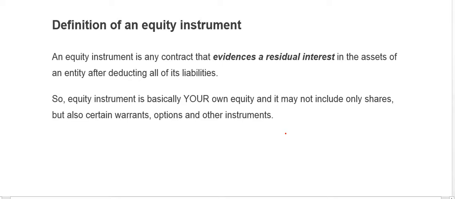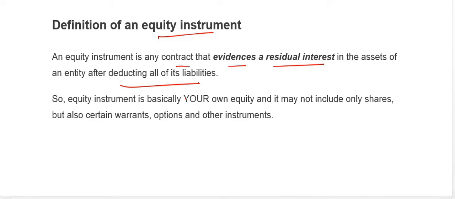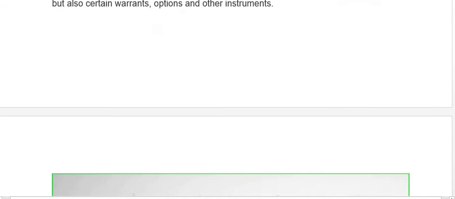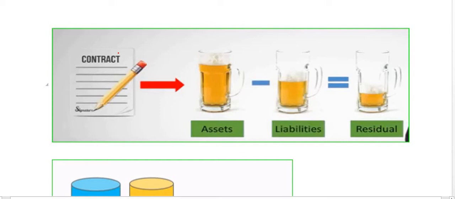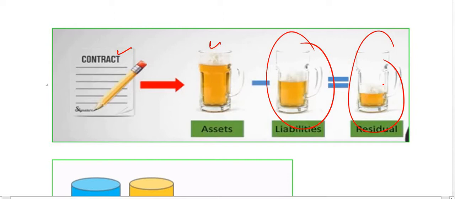What is an equity instrument? An equity instrument is any contract that evidences a residual interest in the assets of an entity after deducting all its liabilities. This means that after deducting liabilities from the entity's assets, you will have some residual interest, and that is called equity. If you see here, this is a contract, this is the entity's asset, and after deducting the liability we have this residual interest, which is called an equity instrument. An equity instrument is also called net asset.